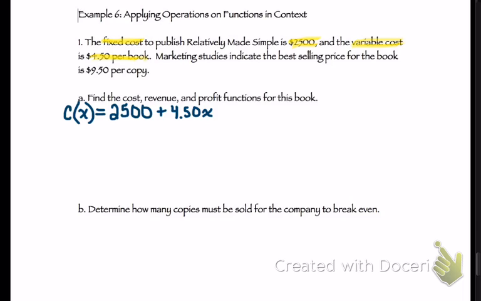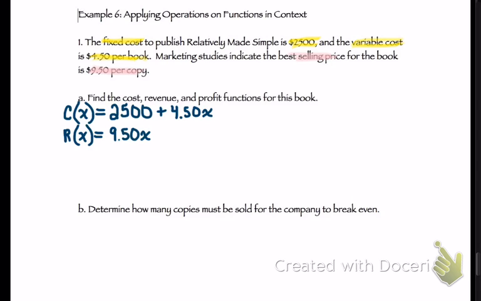So next, now I'm going to take a look at my revenue. How do I make money? Well, it says that they should sell the book for $9.50 per copy. So my revenue, how I make money, I take $9.50 times however many books I sell, and it looks like there is my revenue function. Okay, so cost, what's going to cost me money? Revenue, how am I going to make money?